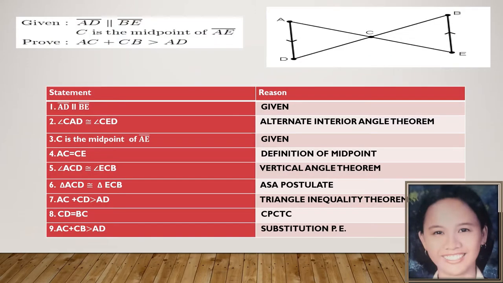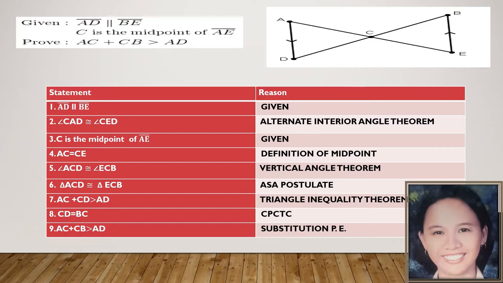In the evaluation part of your self-learning kit, we are to complete the proof by giving the missing reasons. So we have there given segment AD is parallel to segment BE. C is the midpoint of segment AE. And then we are going to prove that AC plus CB is greater than AD.